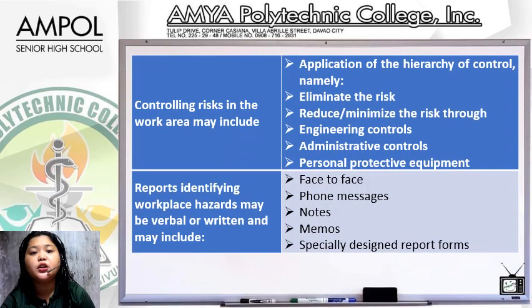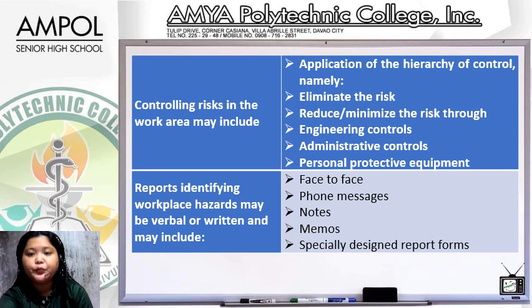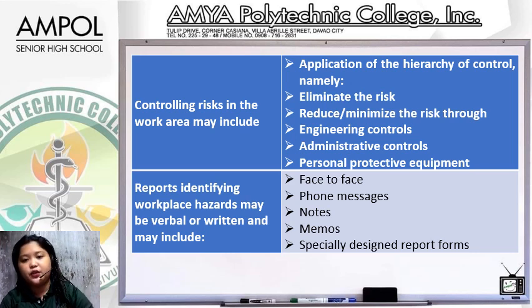Next, we have here controlling risks in the work area may include the application of the hierarchy of control, namely eliminate the risk, reduce or minimize the risk through engineering controls, administrative controls, and personal protective equipment. So next, the reports identifying workplace hazards may be verbal or written, and those include face-to-face, phone messages, notes, memos, and especially signed reports.